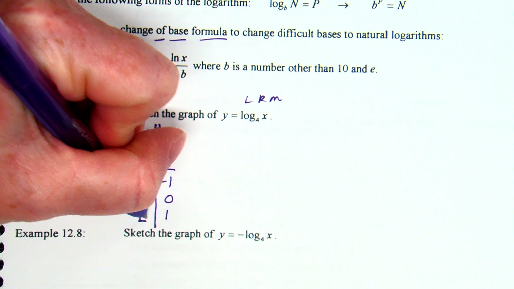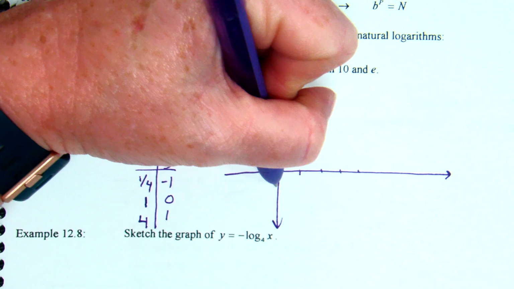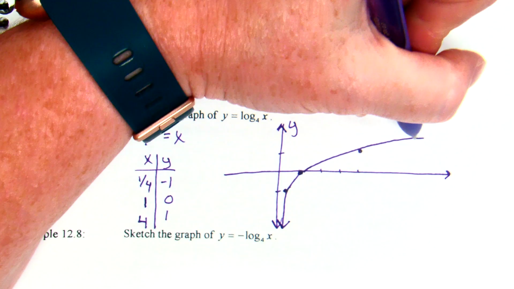Okay, so if I graph this, I have the points 4, 1; 1, 0; and 1/4, -1. And so you have that curve, and remember the graph is running, I didn't draw that exactly right, down alongside the y-axis, never crossing, never touching.